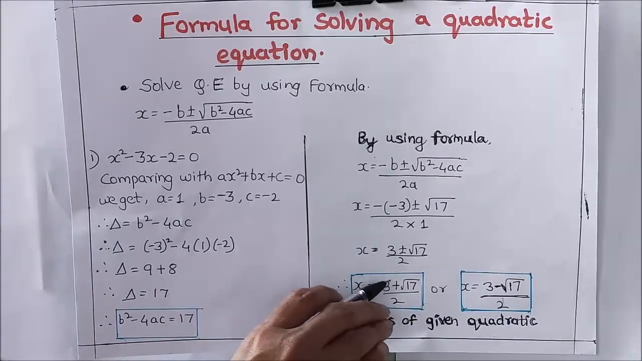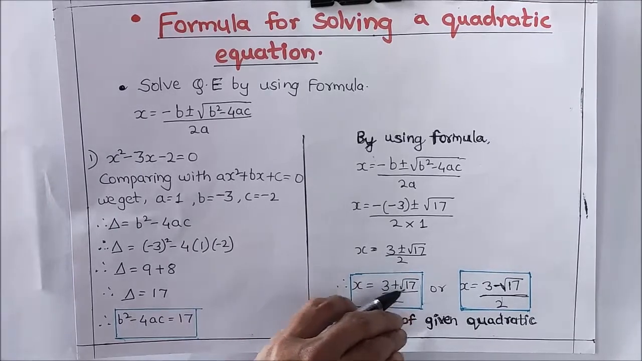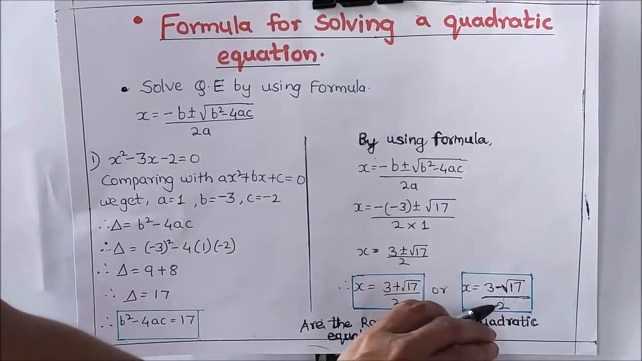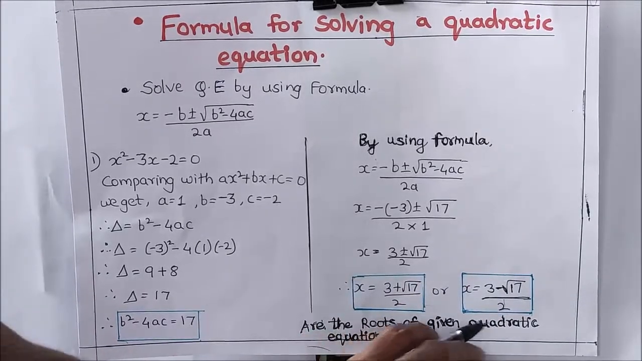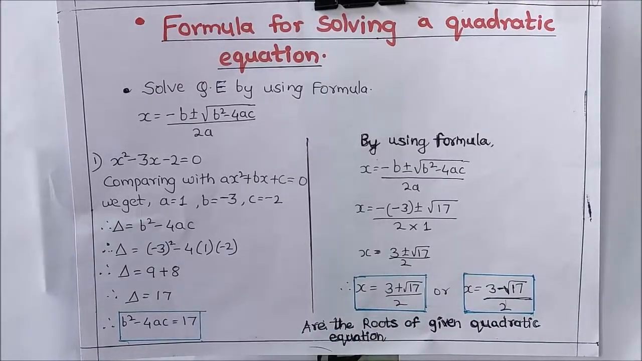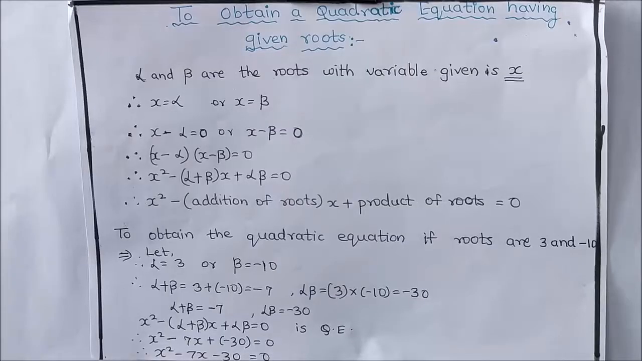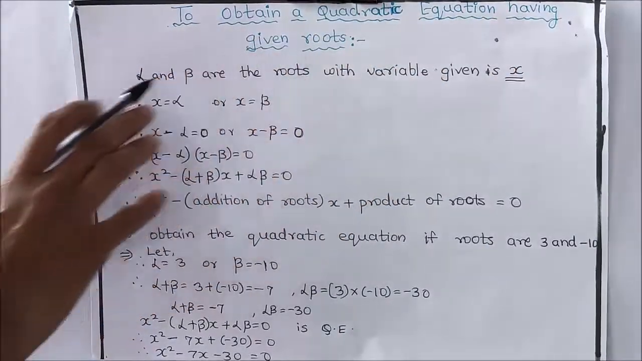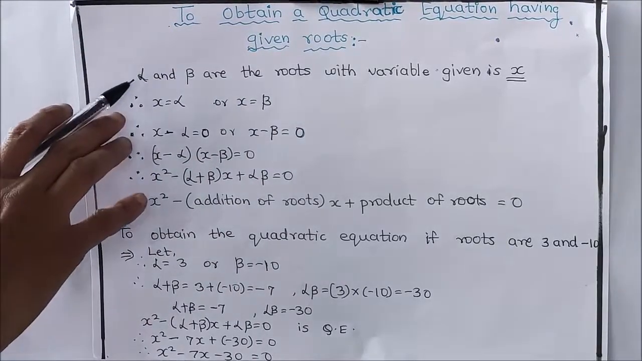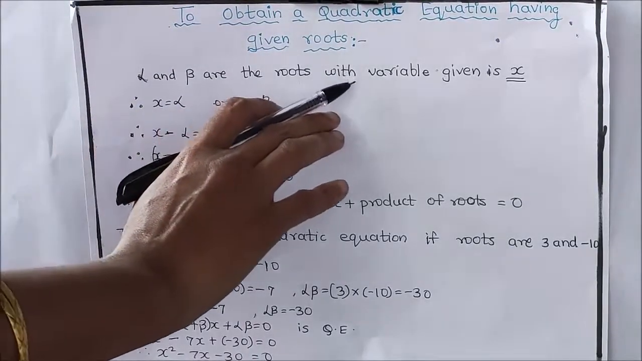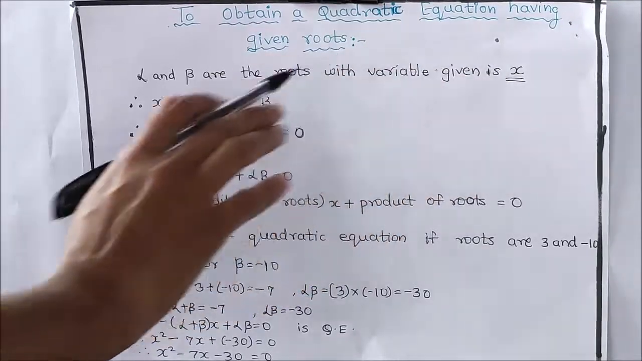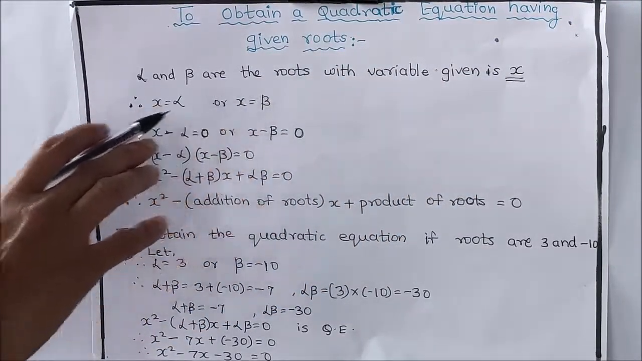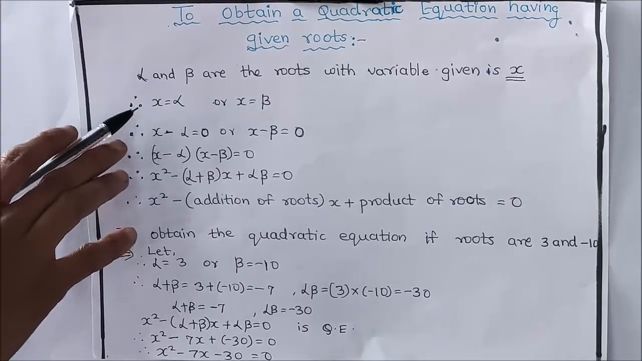x equals 3 plus root 17 upon 2 and x equals 3 minus root 17 upon 2 are the roots of the given quadratic equation. To obtain a quadratic equation having given roots, suppose alpha and beta are the roots with the variable x. Therefore, x equals alpha or x equals beta are the roots of the given variable.